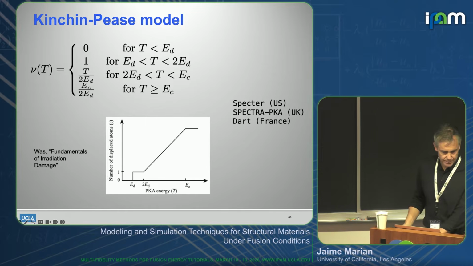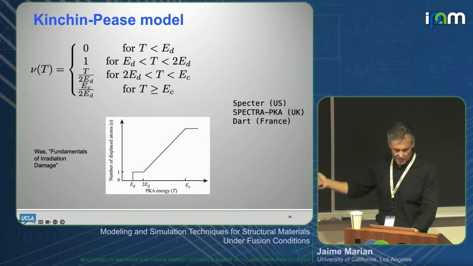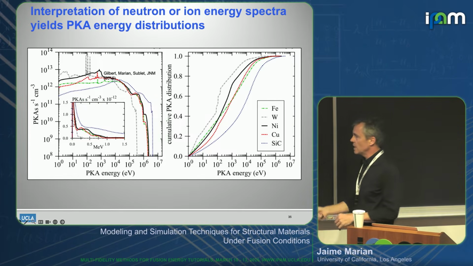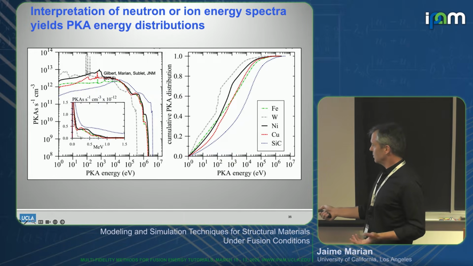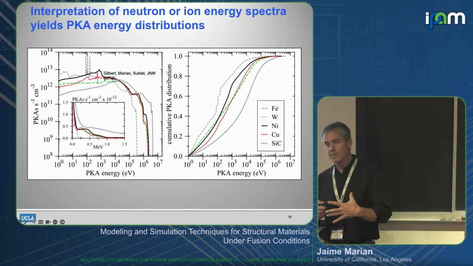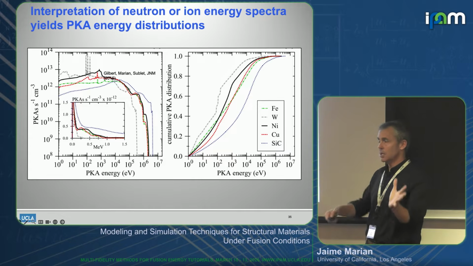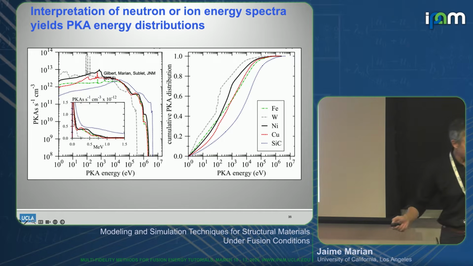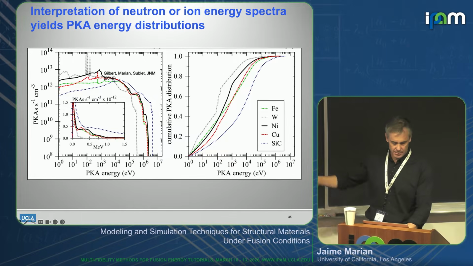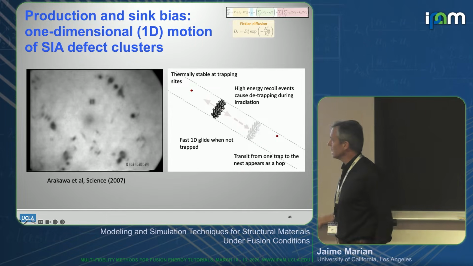Okay, we use elementary theories like the Kinchin-Pease model for damage production. We have codes for that. We create energy distributions of primary knock-on atom species. These are the atoms that receive the neutron impact directly, okay, primary, or the ion directly. And we can see how neutron or ion energies translate into internal lattice atom energy distribution. So we can do that. And I'm going fast. There are many details behind this, but you don't need to worry about that. All right, defects. Defects are weird.